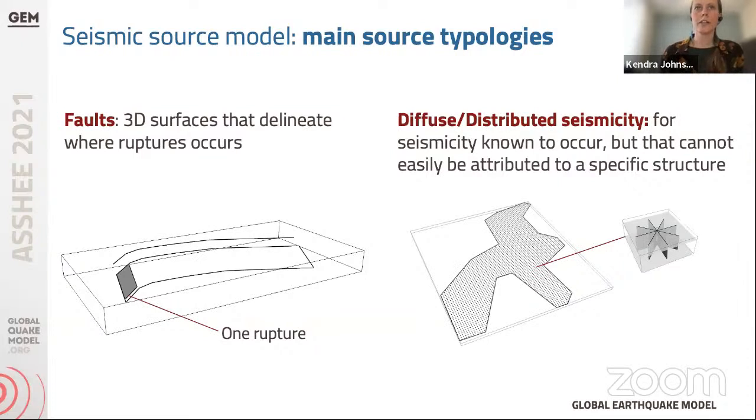So faults are 3D surfaces delineating where ruptures occur. So the panel on the left is showing an example of a fault source, in which there's an actual surface that's specified. But on the other hand, when we don't have enough confidence to model a fault source, we can use distributed seismicity sources to represent seismicity that we know occurs, but we can't easily attribute to a specific structure. And so now we'll go into a little more detail about when each of these is appropriate to use and how to characterize it.